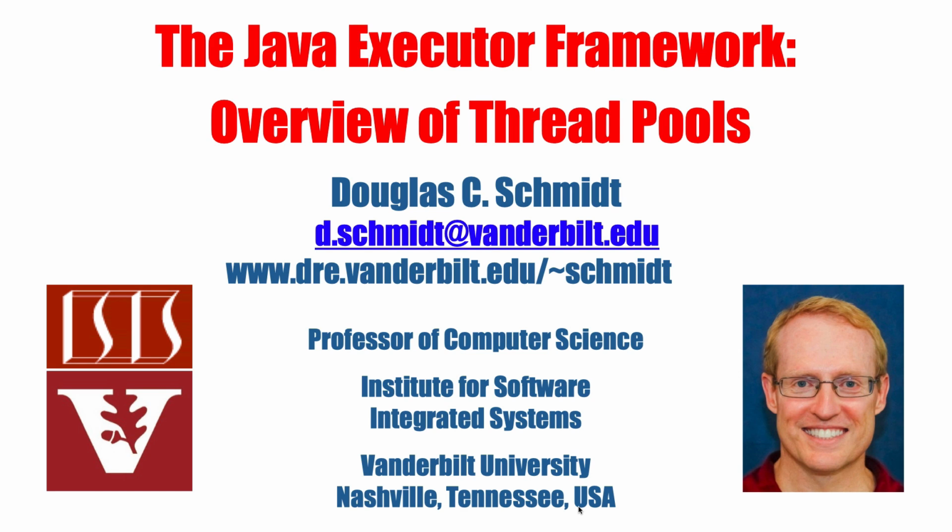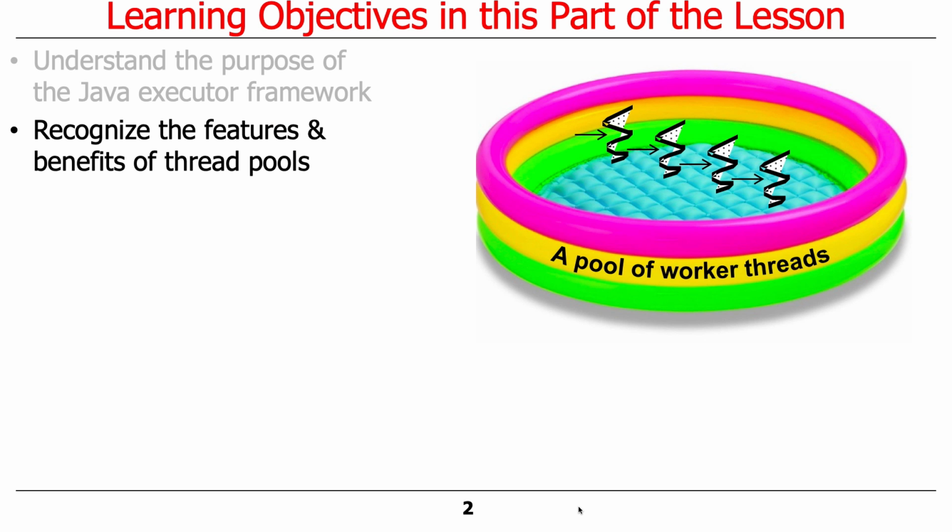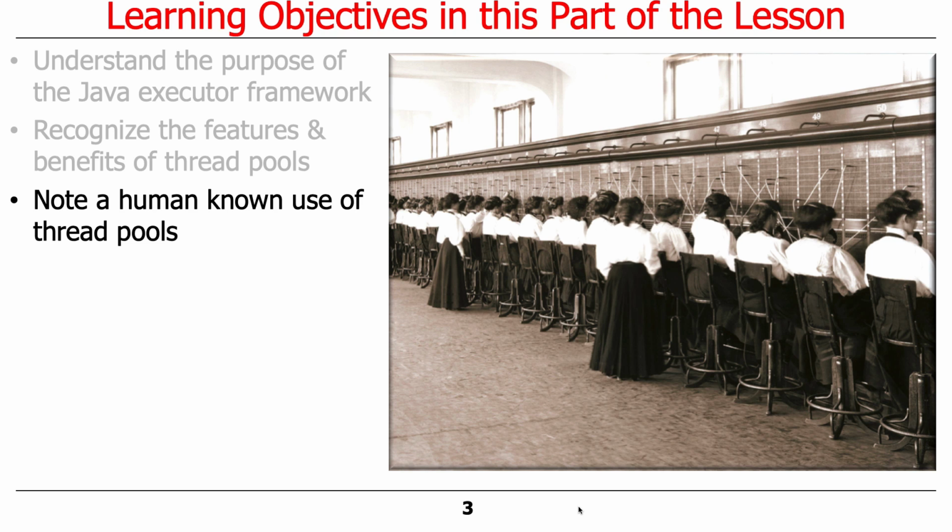So now that we talked about the Executor framework at a very high level, let's spend a little time talking about the concept of thread pools, because in many ways that's what the Executor framework is doing. It's providing you with a pool of threads. And so we'll talk about the key features, we'll talk about the key benefits of thread pools. And I'll also give you a very realistic notion of the concept of thread pools as we encounter them as everyday humans in our everyday lives.